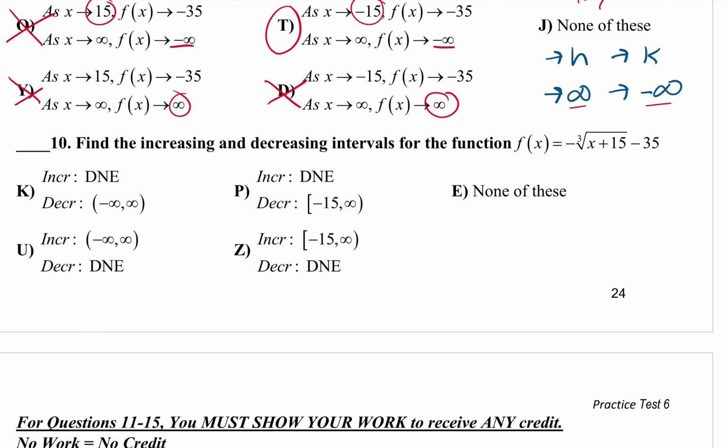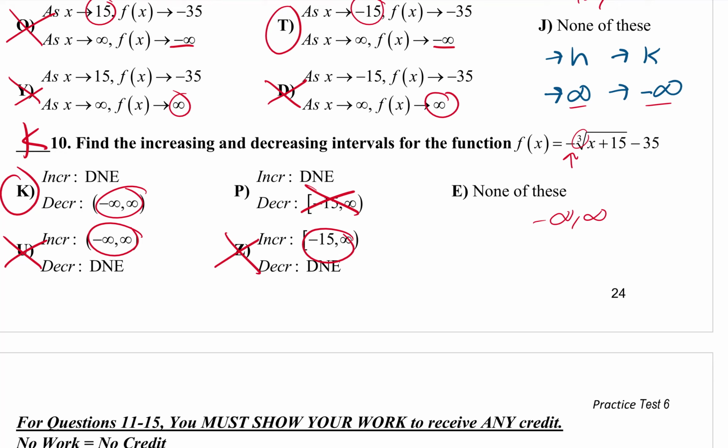Okay, number 10, increasing, decreasing. First thing I would look at is positive or negative. Because that's negative, that means I cannot ever increase. So these are wrong right away. Because my index is a cube, that means I decrease forever, it's infinities if it's cube. That's the one I want, so it's K. P would be right if it was a square root. Square root, I do H to infinity, cube root, I do negative infinity to positive infinity. Okay, those are my only two options.